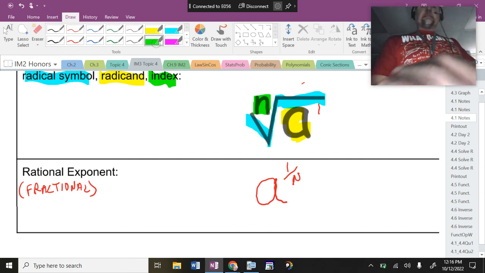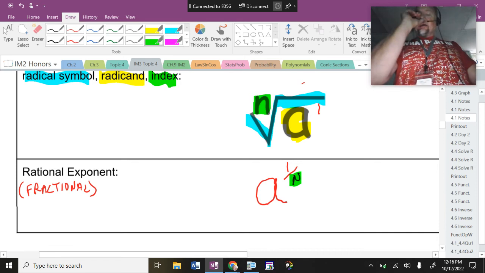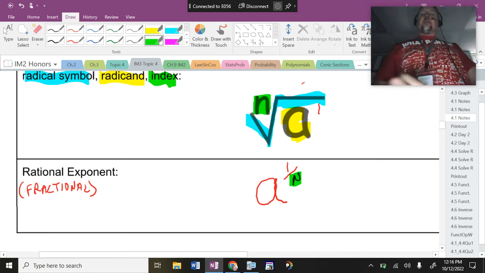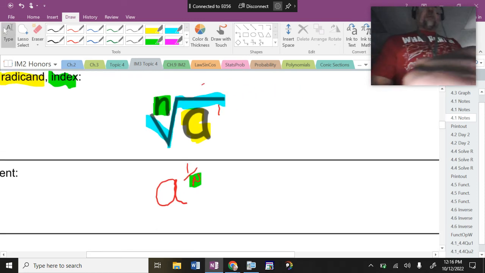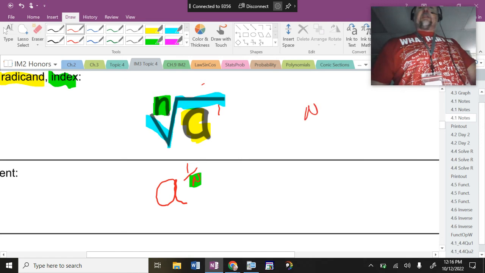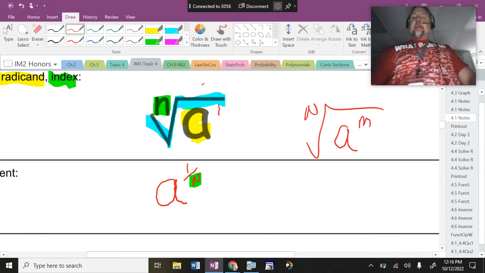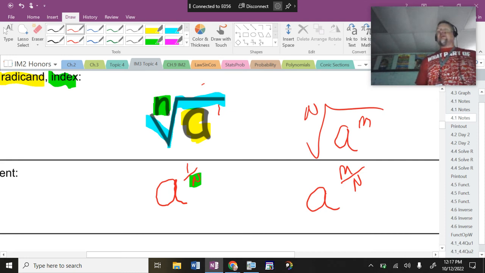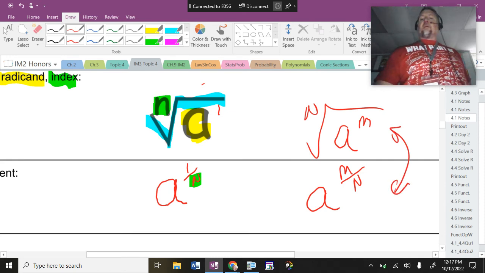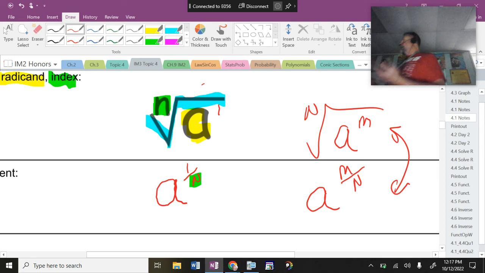So the index, how many times a number times itself, goes on the bottom. I can't really highlight the exponent because I have run out of colors, but the 1 goes up on the top. I think I have a better way of writing this. I should have just done it ahead of time. This is what the book does, and they use the same letters, M and N. They raise that to the M power. So writing this as a fractional exponent, it's A to the M divided by N power. What you have to know is these two mean the same thing, and you've got to be able to convert back and forth.